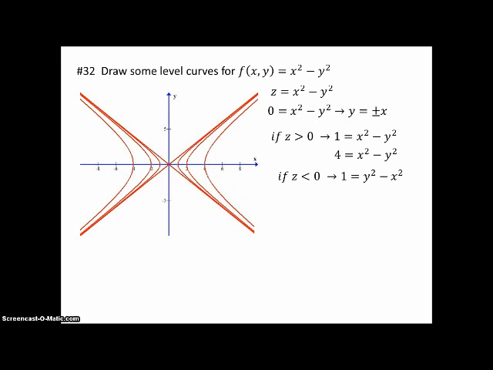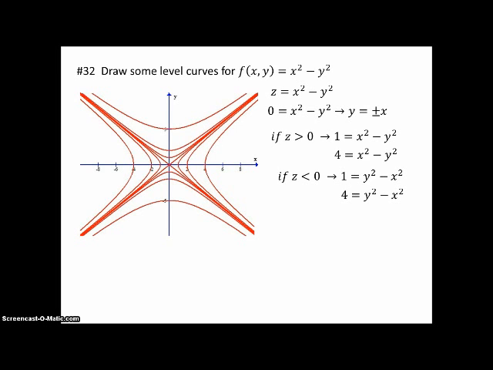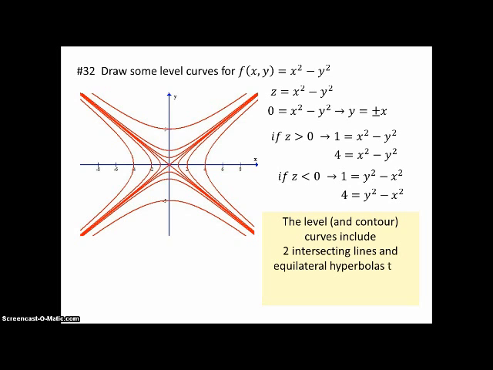Now, if z is negative, which it could be, then we would solve, for example, if z were negative 1, we would multiply through by negative 1 and get 1 equal y squared minus x squared. So when z is negative, we get hyperbolas on the y-axis. If z is negative 4, we get that, and so on. So we get level curves on the hyperbolas on the y-axis as well. The level and contour curves, for that matter, include two intersecting lines and equilateral hyperbolas that become wider as the absolute value of z increases.